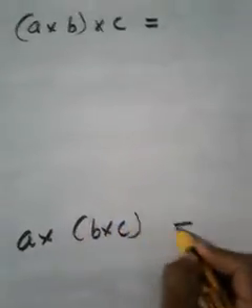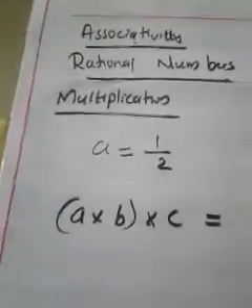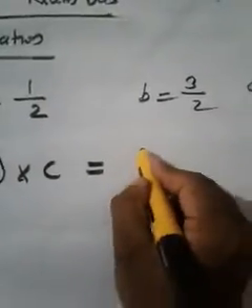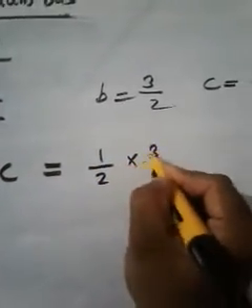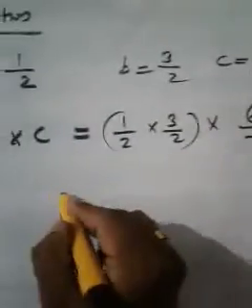Here B into C should be in a group. Why? The sign becomes multiplication, because we are checking under multiplication. Okay. Then the 3 numbers, of course, are rational numbers. And see, it becomes 1 by 2 into 3 by 2 into 6 by 7, isn't it?